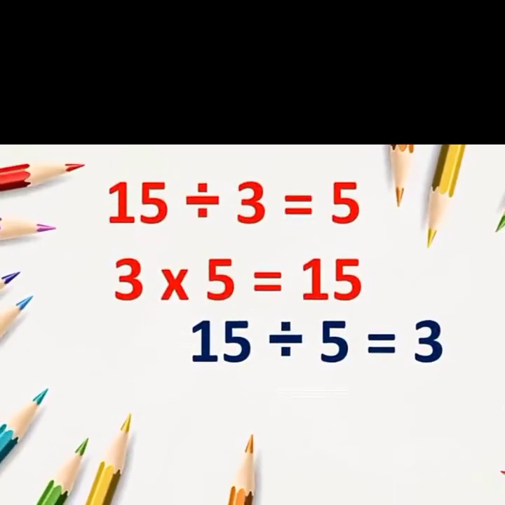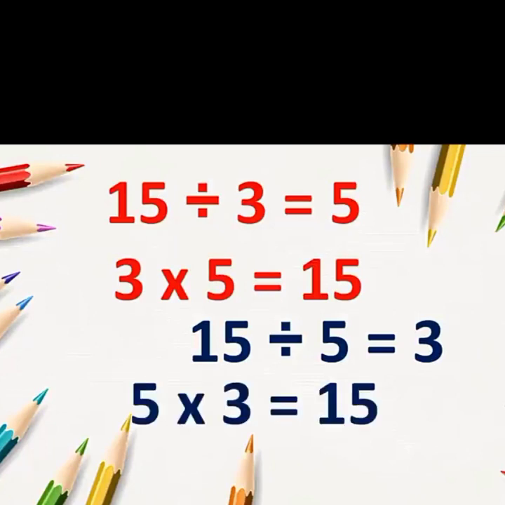Divide 15 by 5. So 15 divided by 5 is equal to 3. And 5 times 3 is 15. You can see that this number will give us 4 related facts. If you can remember one of those facts, it is easy to figure out the answer to the others.